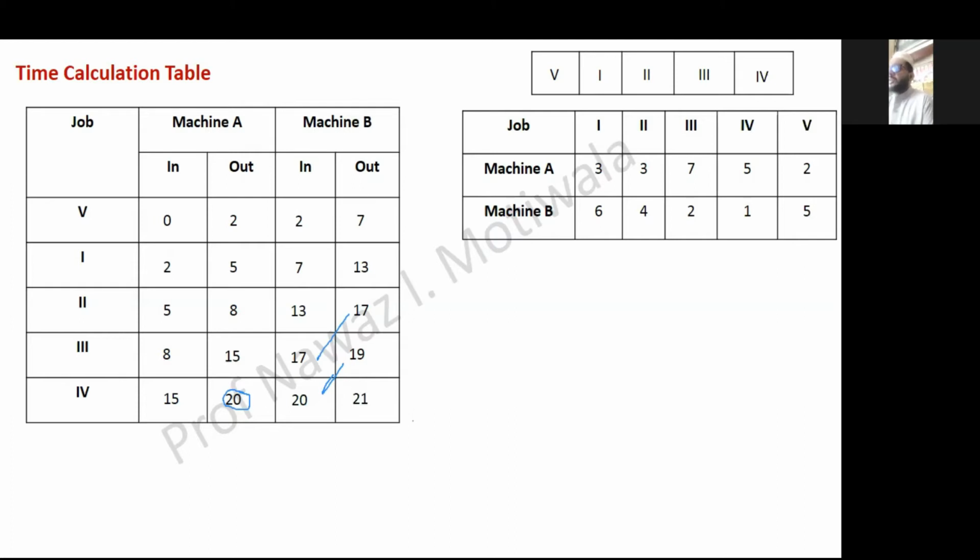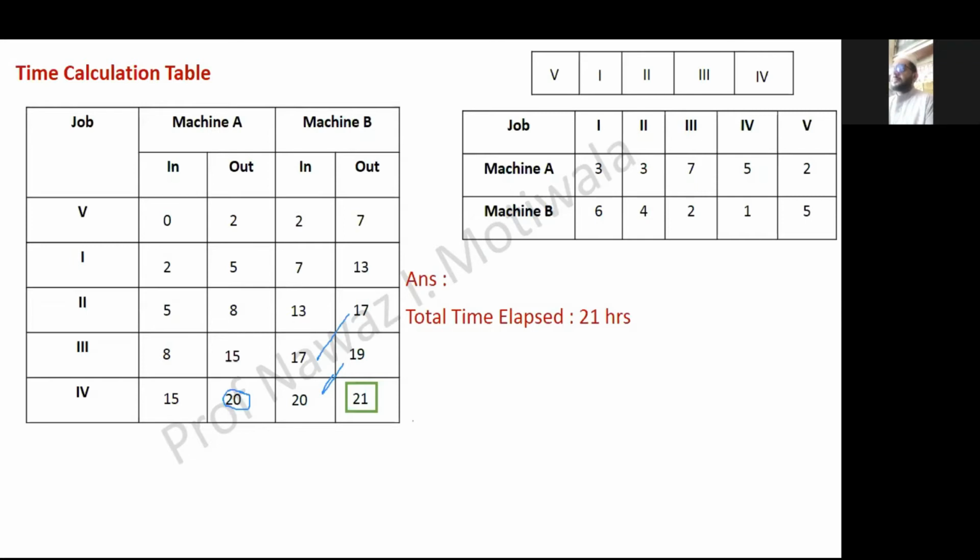First part, we have found the optimum sequence. Second part is what is the total processing time. As I said, the total processing time or the makespan is the time at which the first job enters the machine and the last job comes out of the machine. So the first in time was 0 and the last out time is 21. So 21 minus 0, I will get the total time elapsed as 21 hours. This is the second answer.